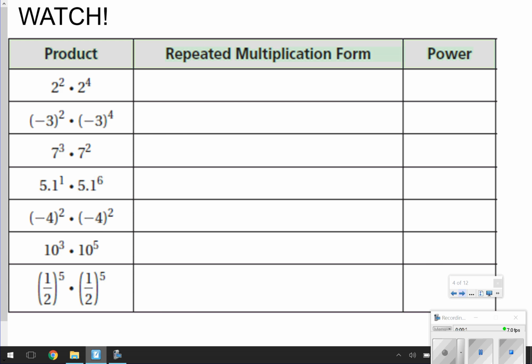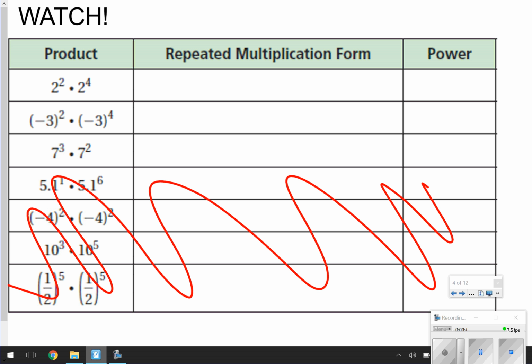So I'm just going to do the first 3 here. This is an example of product of powers. For instance, we have 2 to the second and 2 to the fourth. We want to see that in repeated multiplication form. So I know that 2 to the second means 2 times 2. And I know 2 to the fourth means 2 times 2 times 2 times 2.